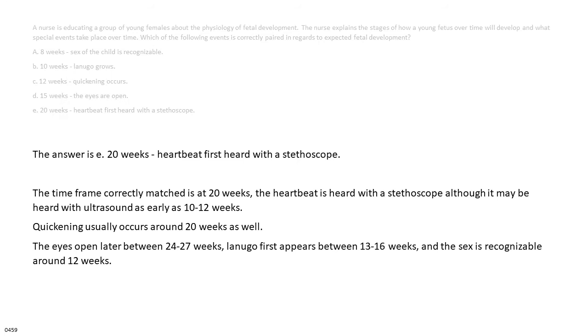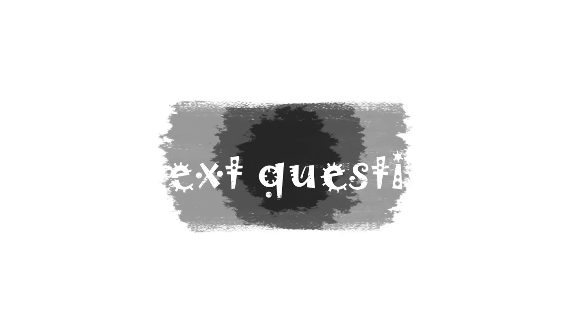The answer is E. 20 weeks, heartbeat first heard with a stethoscope. The time frame correctly matched is at 20 weeks. The heartbeat is heard with a stethoscope, although it may be heard with ultrasound as early as 10 to 12 weeks. Quickening usually occurs around 20 weeks as well. The eyes open later, between 24 to 27 weeks, lanugo first appears between 13 to 16 weeks, and the sex is recognizable around 12 weeks.